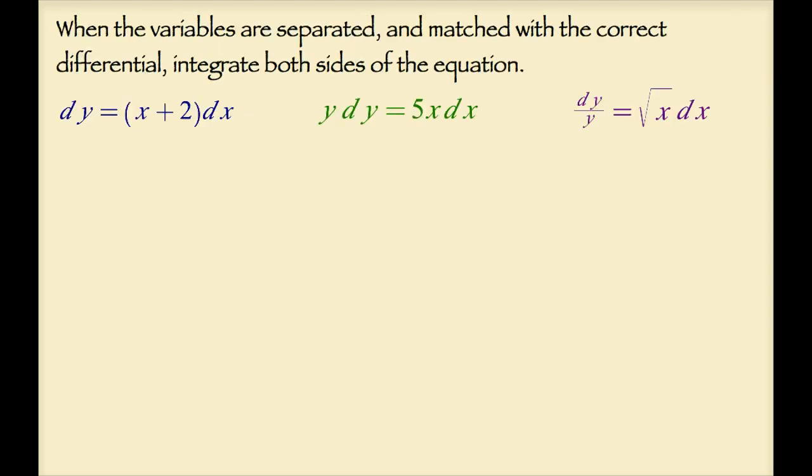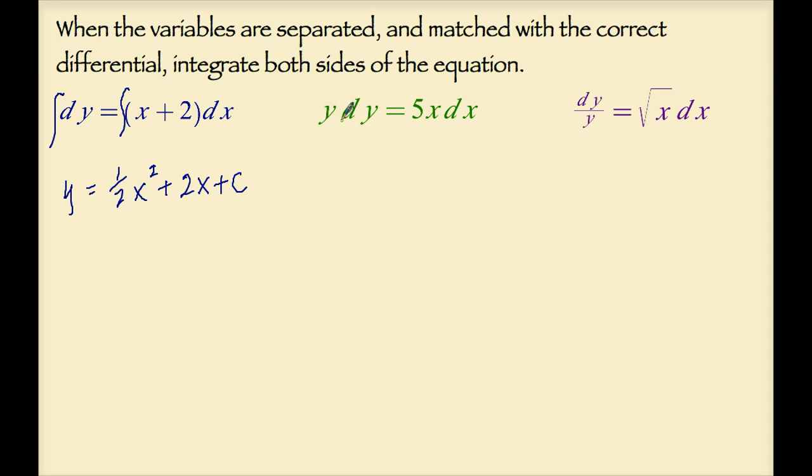When the variables are separated and matched with the correct differential, integrate both sides of the equation to get the solution to the differential equation. In this first example, I'll integrate both sides and get y equals 1/2 x squared plus 2x plus c.